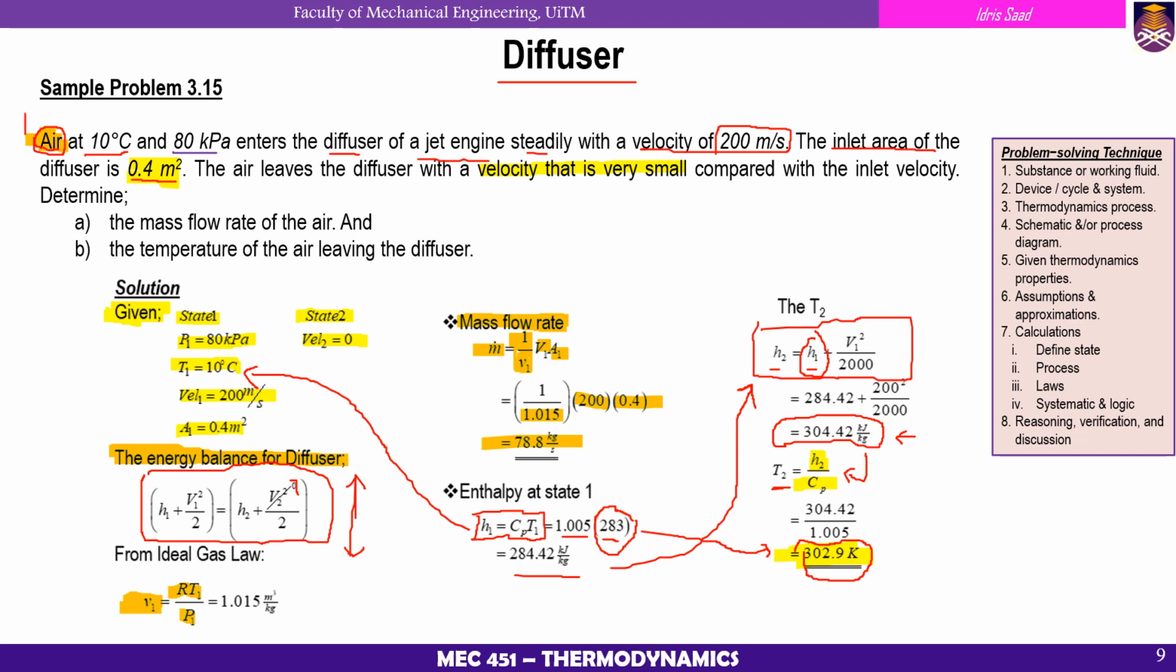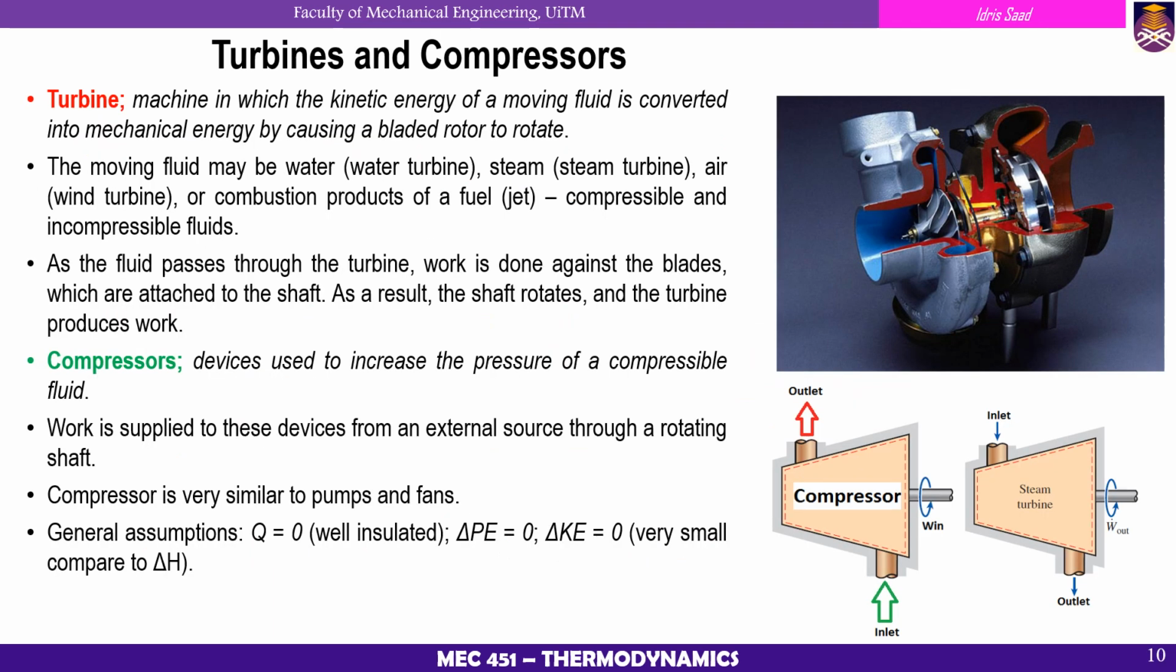What you have to understand is that you have to master the second topic, which is the properties of pure substance. If you compare sample problem 315 and sample problem 314, in 314 we use water and in this one we use air. This is how we manipulate our knowledge in order to solve the thermodynamic problem. Okay, now we will discuss the turbine and compressors.